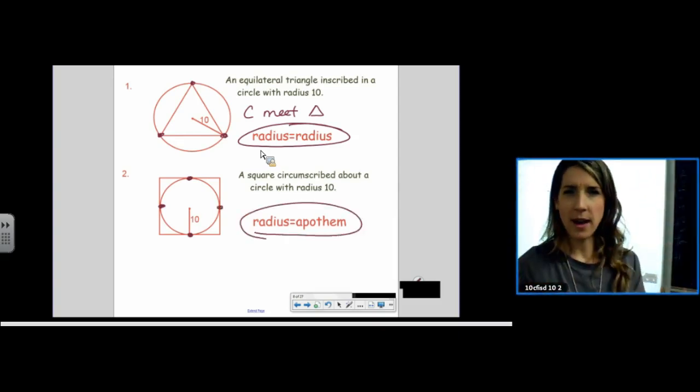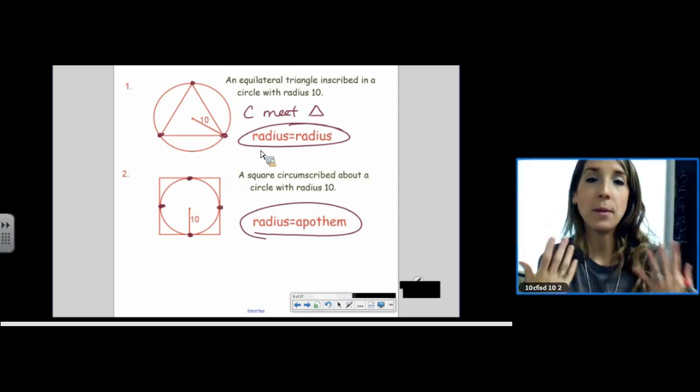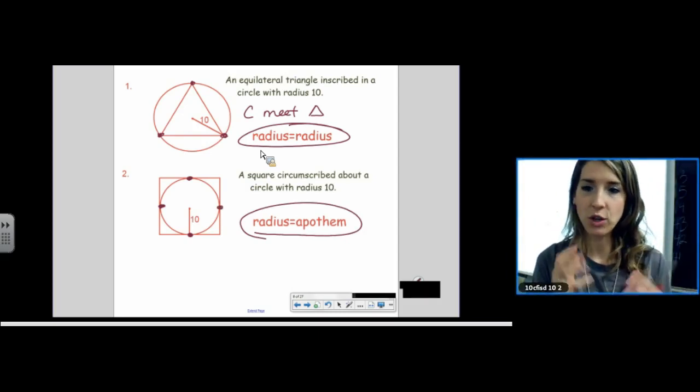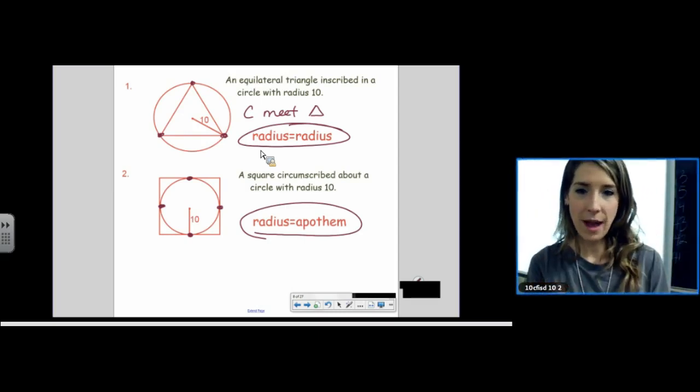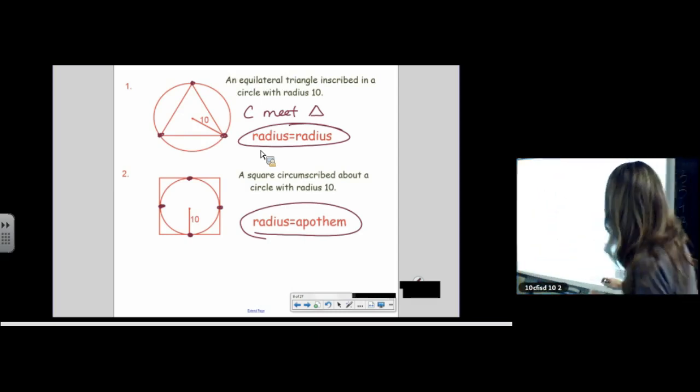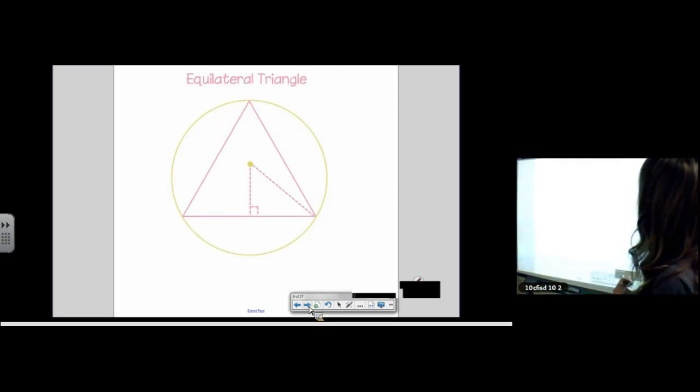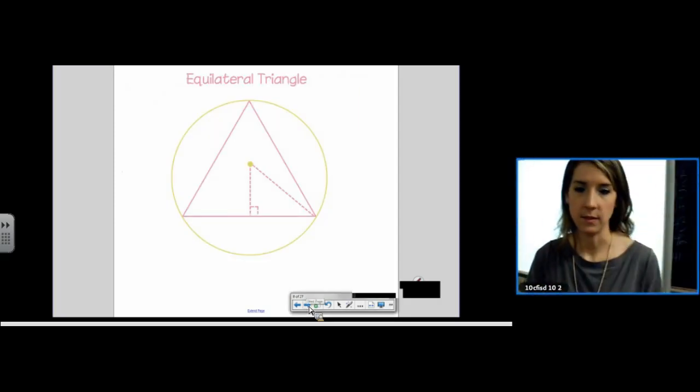You don't need to memorize what's on this slide, but you need to be able to draw a picture. Once you have the picture, you'll know if the radius is the radius or the radius is the apothem. Okay. There are three special cases.